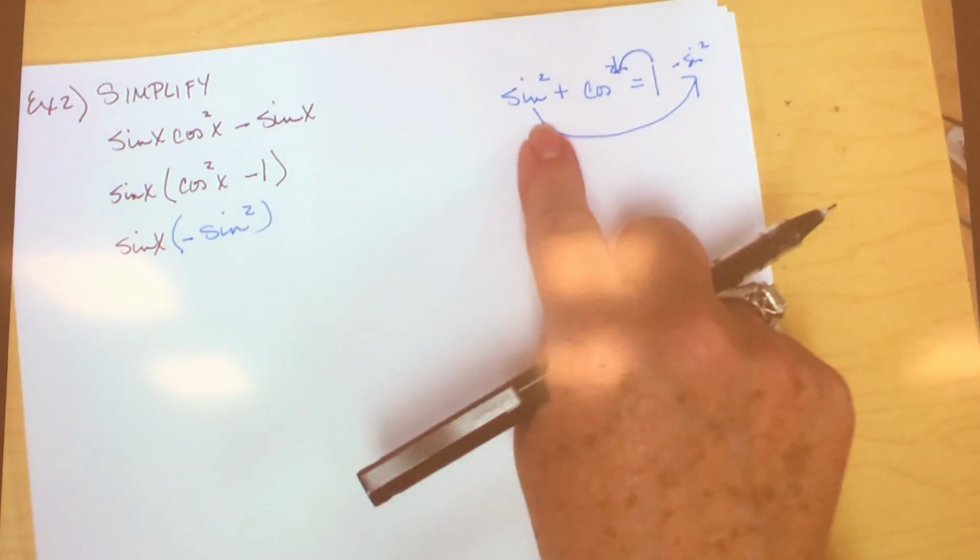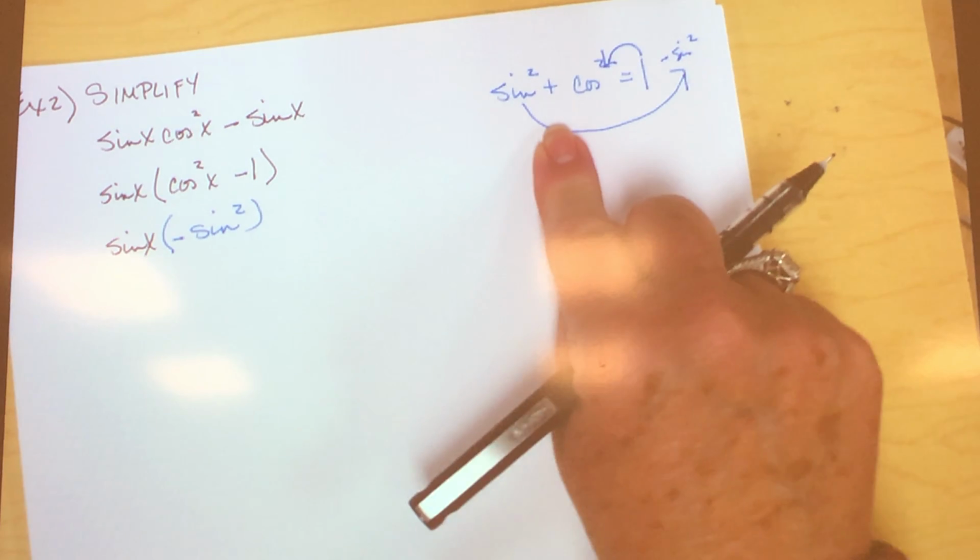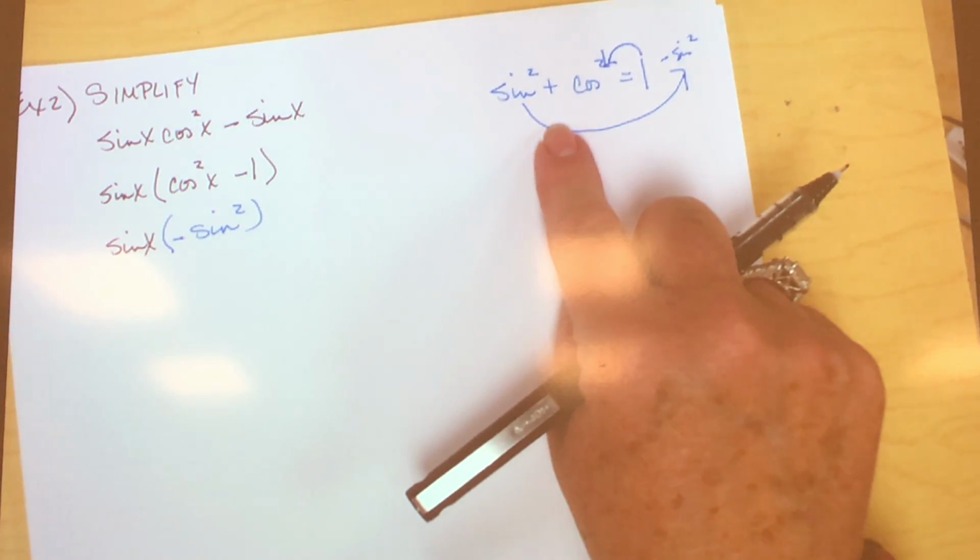Now y'all, that's what they're gonna do. They're gonna take the identities and they're gonna flip them all around. Do y'all know how to do that? Yes or no? No.